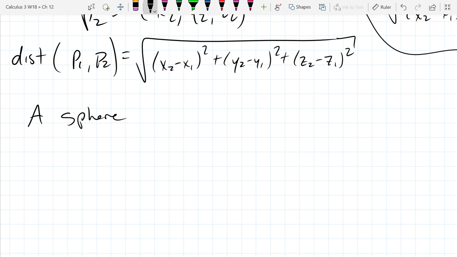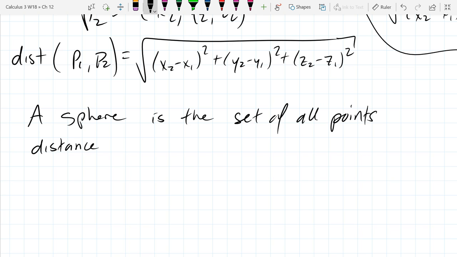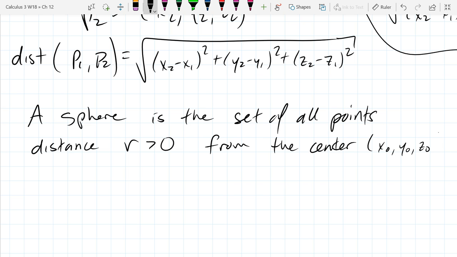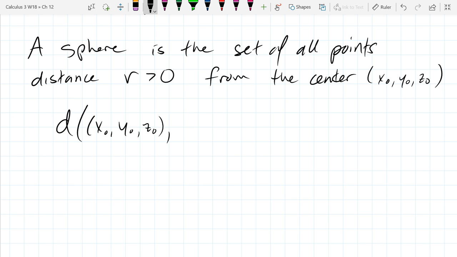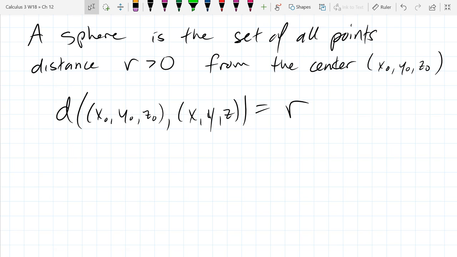So use distance to describe a sphere. A sphere is the set of all points that are the same distance, some r value, from the center, which we'll call x0, y0, z0. So it's going to be the distance from the center to some general point x, y, z will equal r. So that's how to write it out in math notation. The distance from the center to any point will equal r.